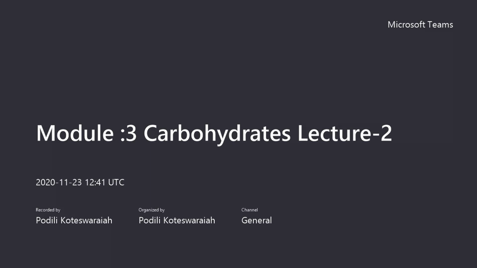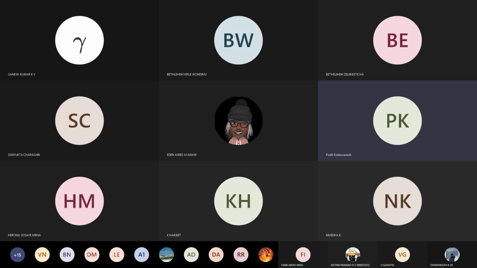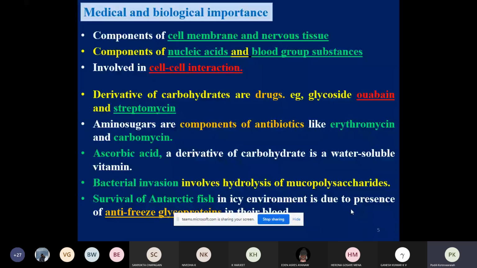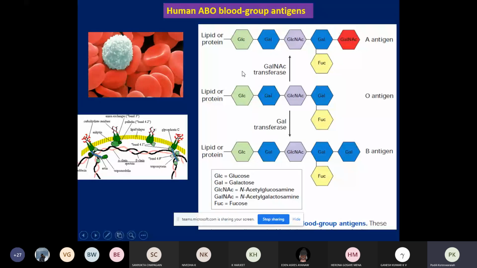We discussed the medical importance of the sugars. They are the source of energy, they serve as a reserve food material, and they are the structural components of many animal and plant structures. They are also components in the cell membrane and the nucleic acids, and human blood group substances are formed because of the minute change in the sugar residues present on the surface of the red blood cell membrane.